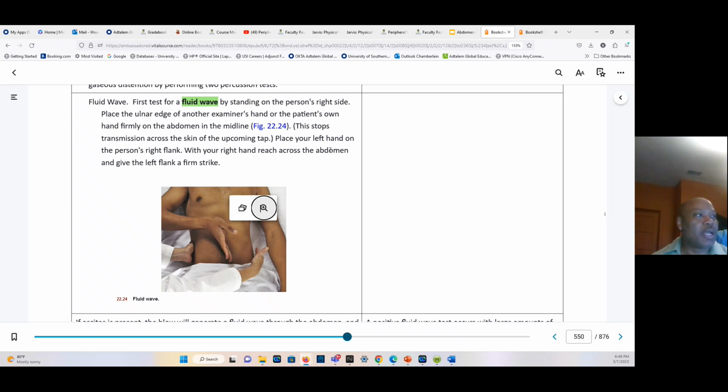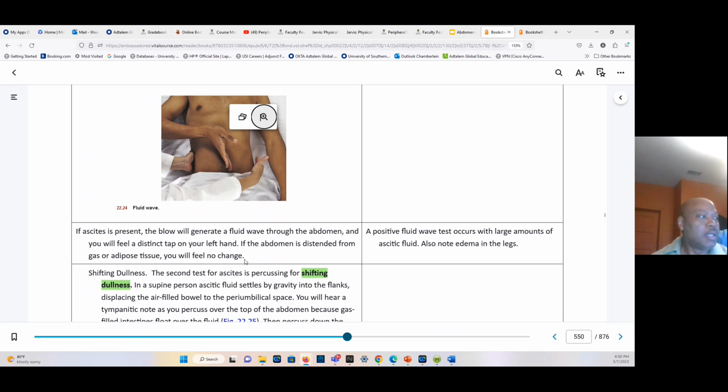And then, of course, place your left hand on the patient's right flank. With your right hand, reach across the abdomen and give the left flank a firm strike. And again, that's when you'll see that fluid move in the abdomen. If ascites is present, the blow will generate a fluid wave. It will look like a wave through the abdomen, and you'll feel a distinct tap on the left hand. So it will tap that left hand over here.